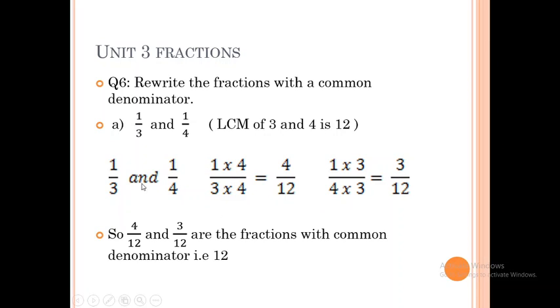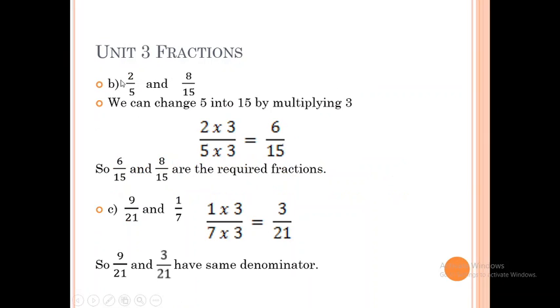See, we started with 1 by 3 and 1 by 4. 1 by 3 has changed into 4 by 12 and 1 by 4 has changed into 3 by 12. These two fractions have the same denominator, that is 12. And how did you decide to change them into 12? By using the LCM of 3 and 4. So 4 by 12 and 3 by 12 are the fractions with common denominator, that is 12.